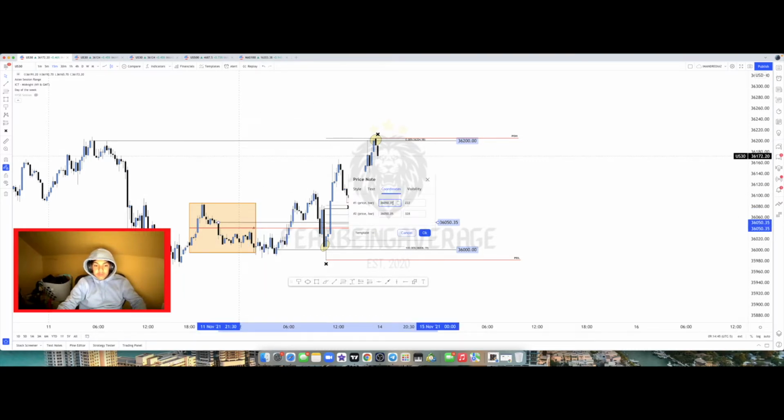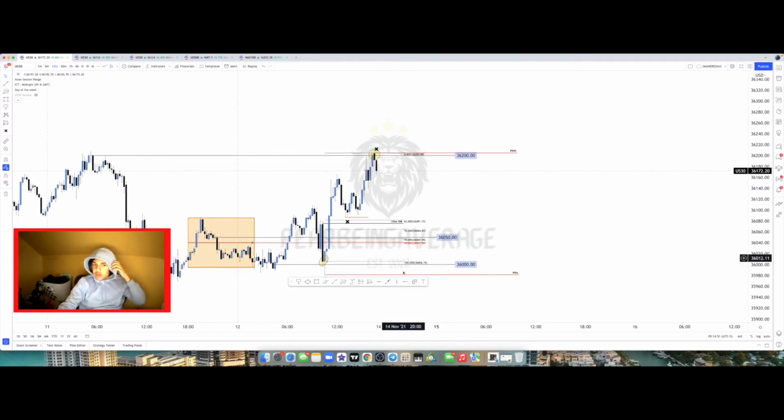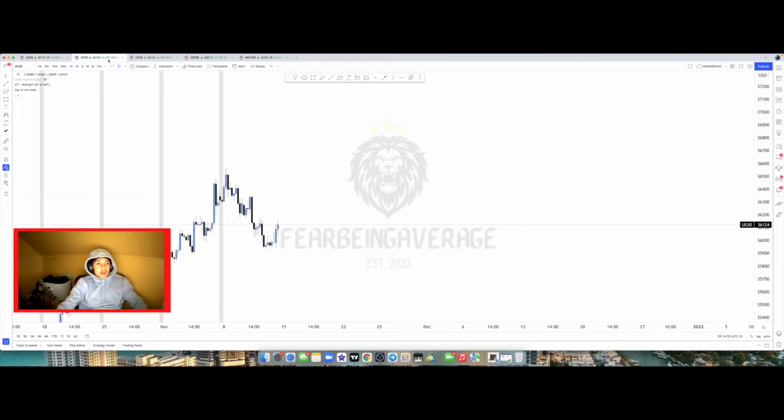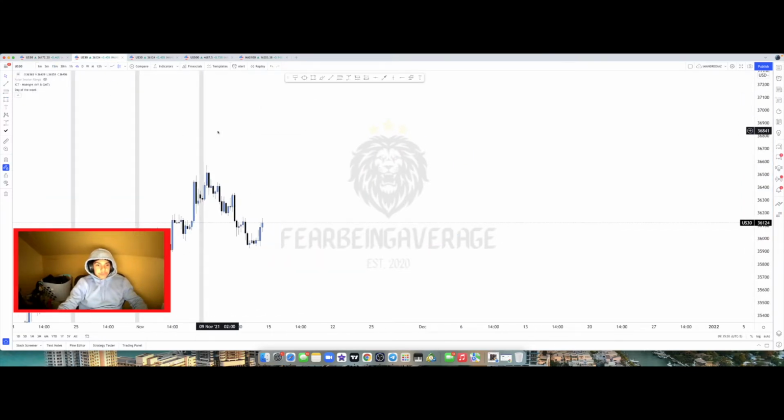So let me just fix this, just like that. So basically, that's it right here. I'm simply going to be waiting for possible pullback to clear the liquidity to then possibly trade lower, to possibly trade higher. But now we're going to go on to the 4 hour.